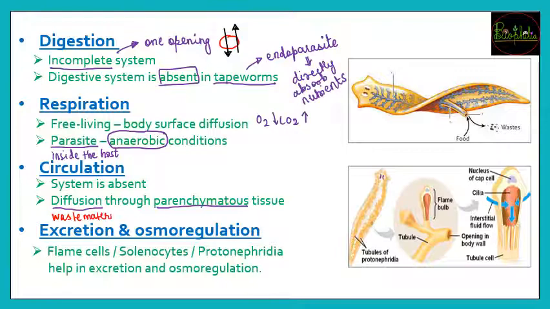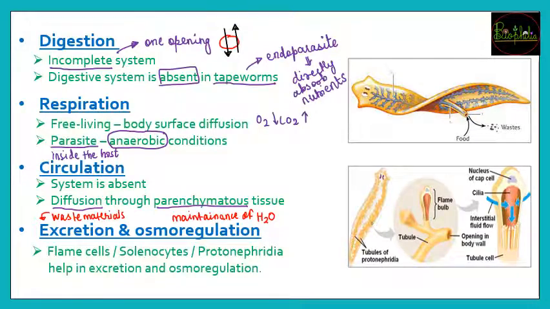Waste materials are the metabolic wastes, like urea, ammonia or uric acid, that are going to be excreted, that is excretion. But maintenance of water is nothing but the process of osmoregulation. So whatever amount of water needs to be in the body, that is osmoregulation. So both of these, excretion as well as osmoregulation, are going to be carried out with the help of flame cells.